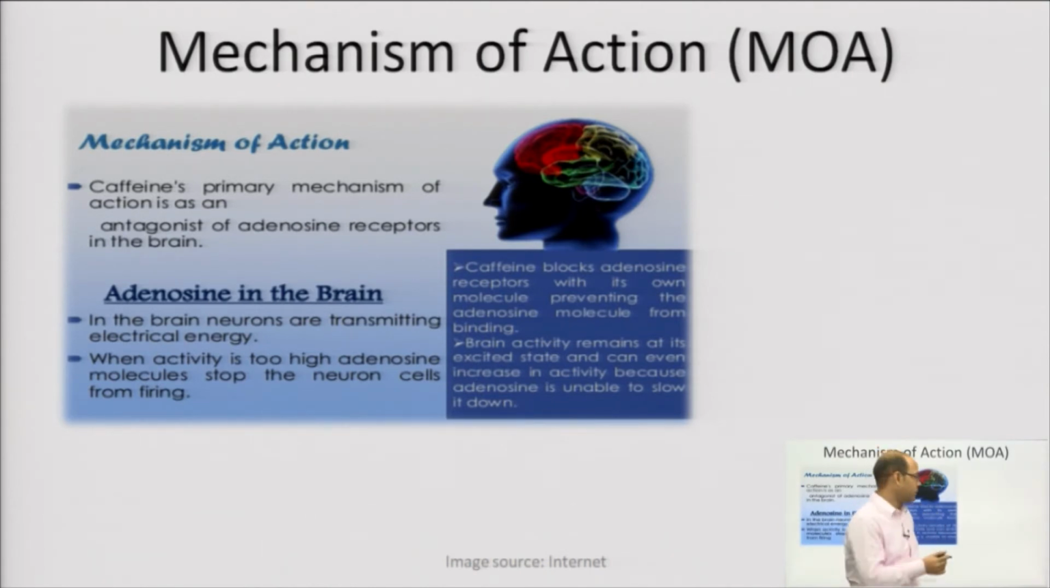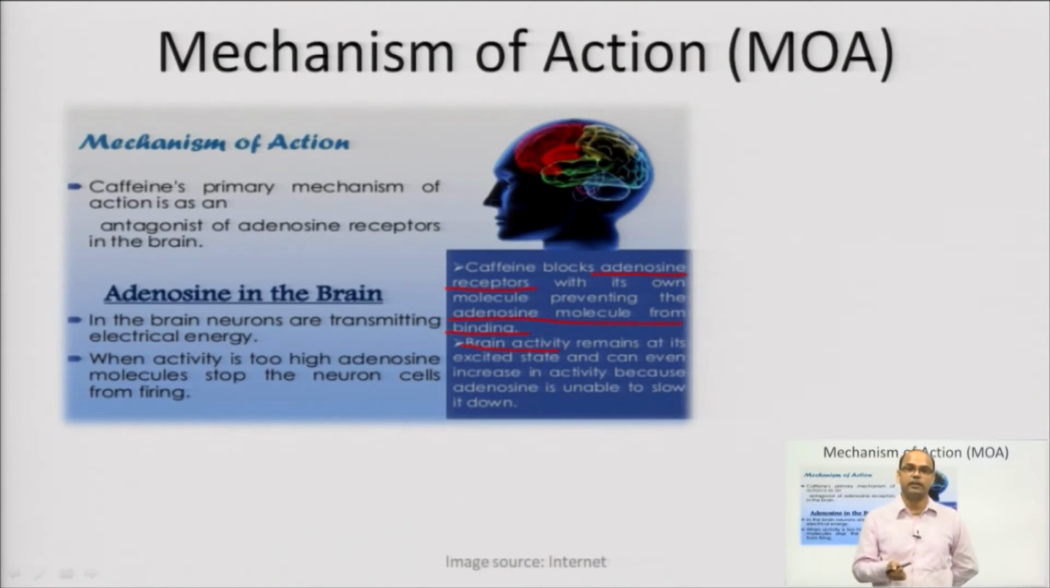So normally what happens, caffeine blocks the adenosine receptors with its own molecule, preventing the adenosine molecule from binding to the adenosine receptor. The brain activity remains at its excited state and can even increase because adenosine is unable to slow it down. So caffeine antagonizes the attachment of adenosine onto the adenosine receptor, and when the adenosine receptor is blocked, its activity is blocked.